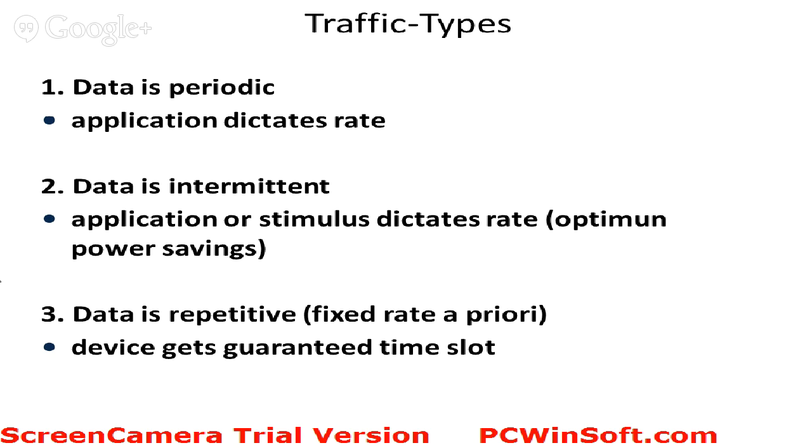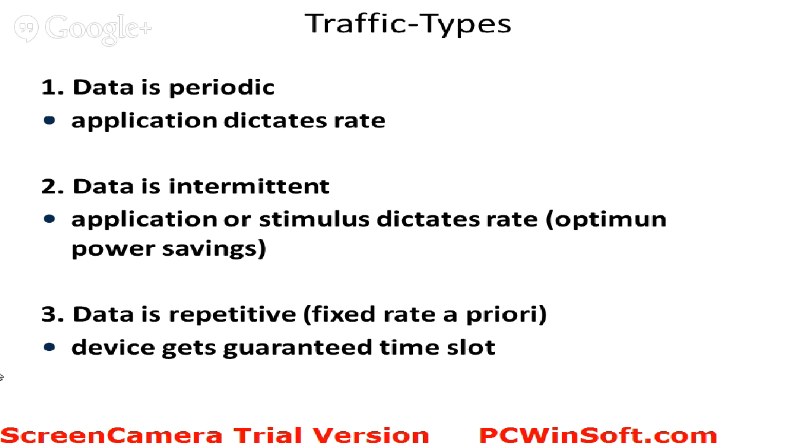Another traffic type is intermittent data, where an application or a stimulus dictates the rate. For example, smoke sensors. Whenever smoke is detected, it will send the signal intermittently. Until a smoke signal is detected, it won't send anything to the controller. And then the data can be repetitive, where it is fixed that the data will come in after a fixed time.